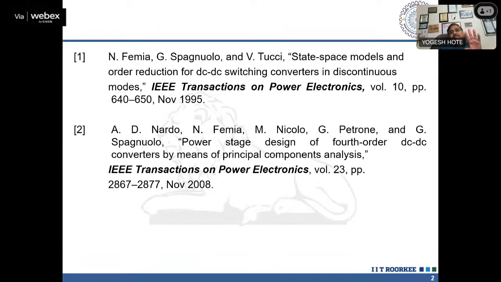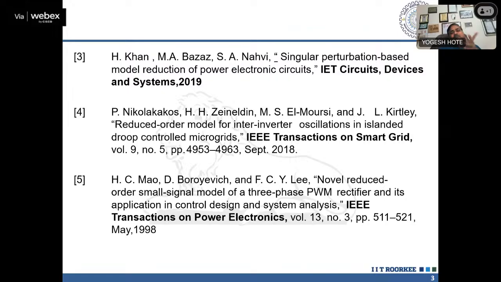This indicates one important thing: researchers have used model order reduction techniques in applications, and particularly we can see the applications are showing up in these power converters. So how are they using it? What is the logic behind it? So try to understand how this has come out.